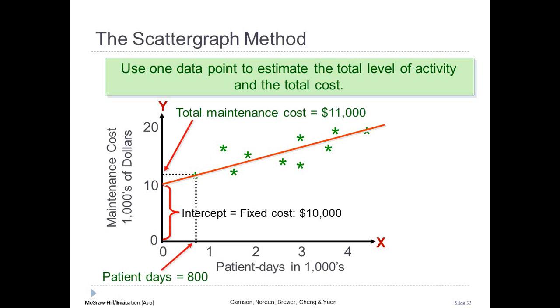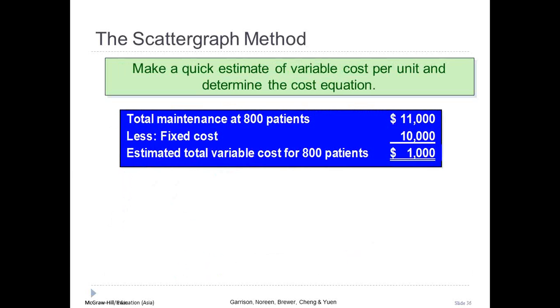Okay, so in this example, how many patient days are there? There's 800, and what's the total maintenance cost? It would be 11,000. So it can be helpful.